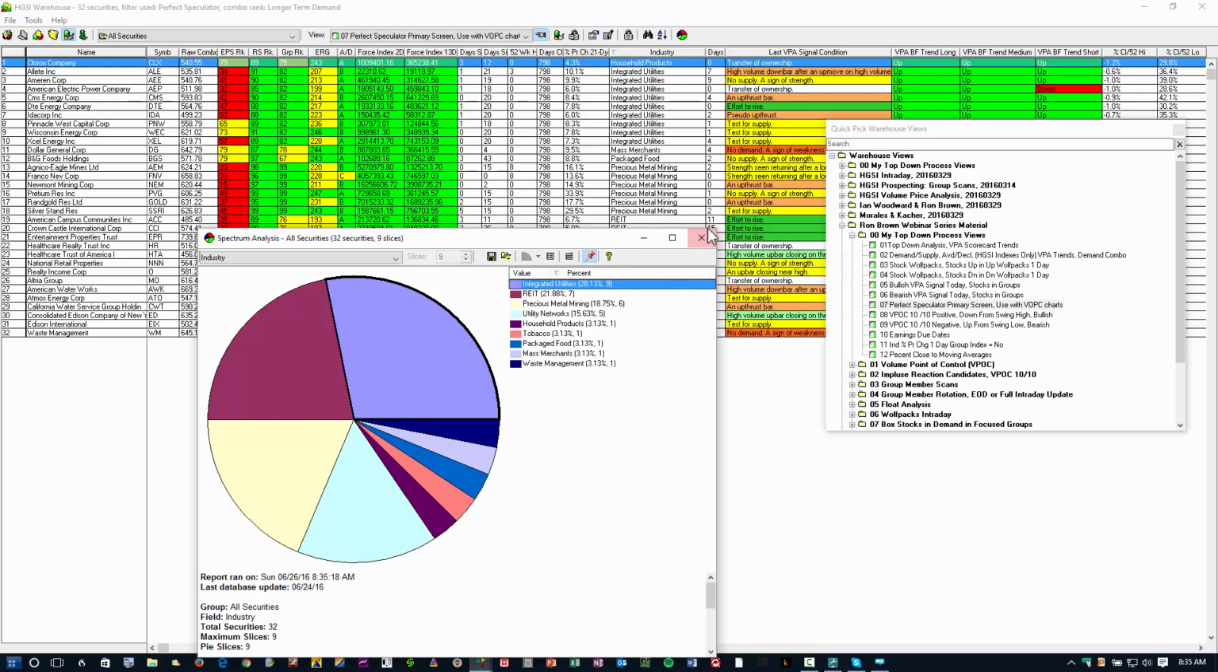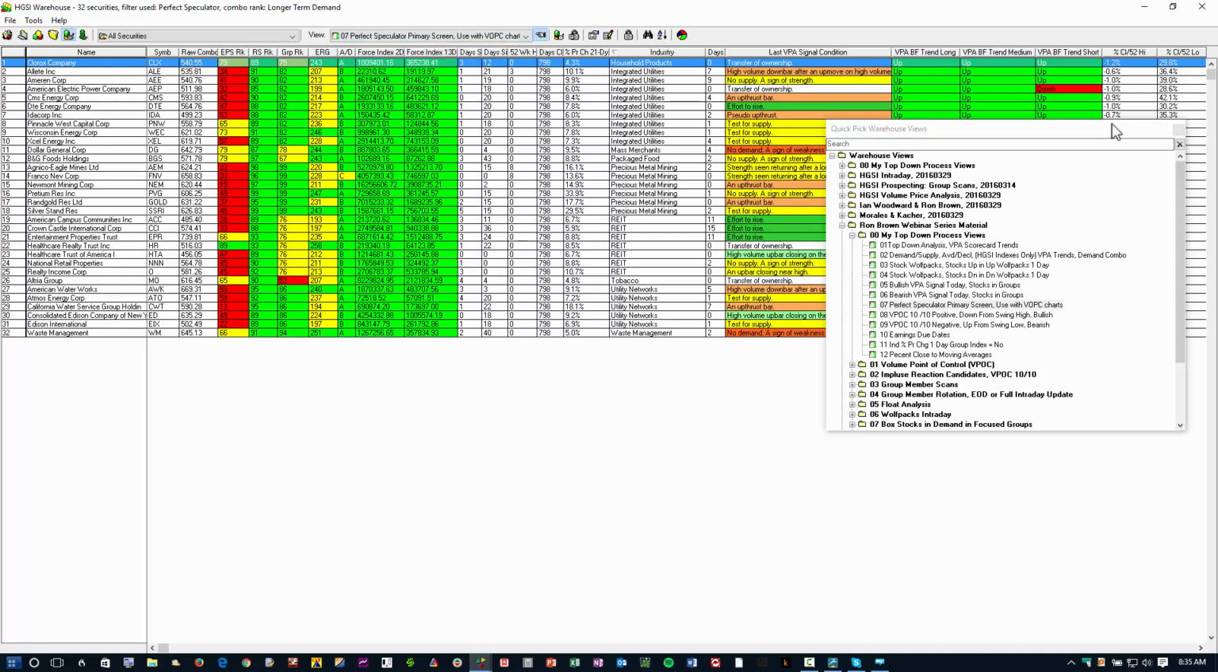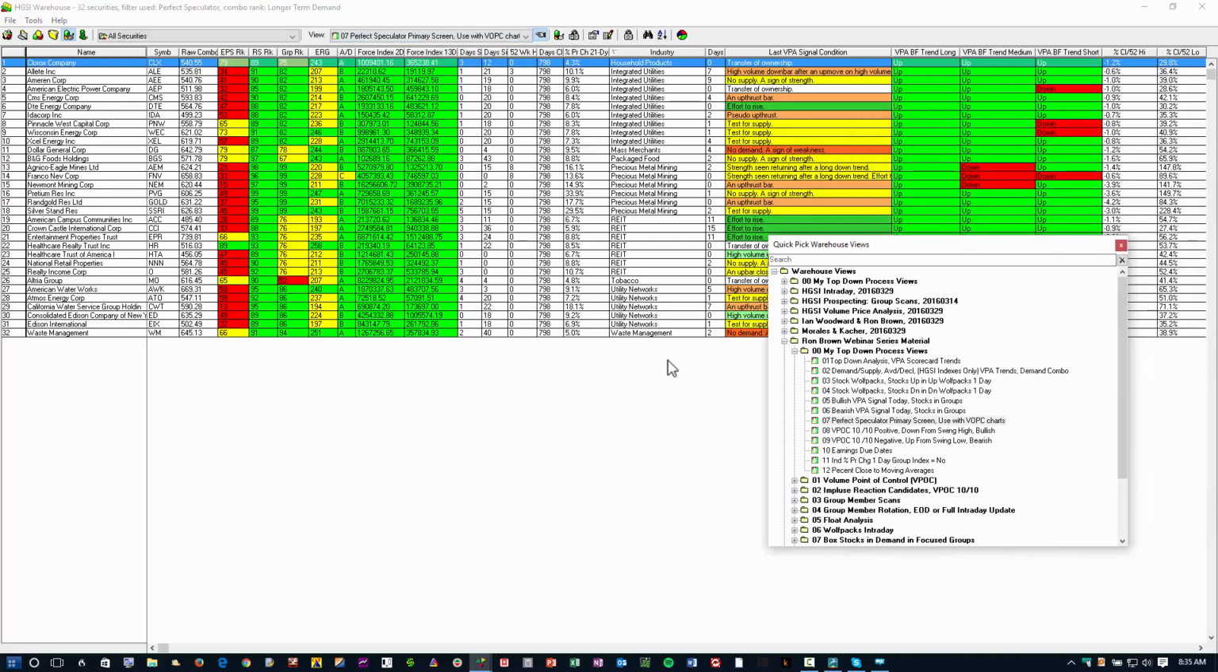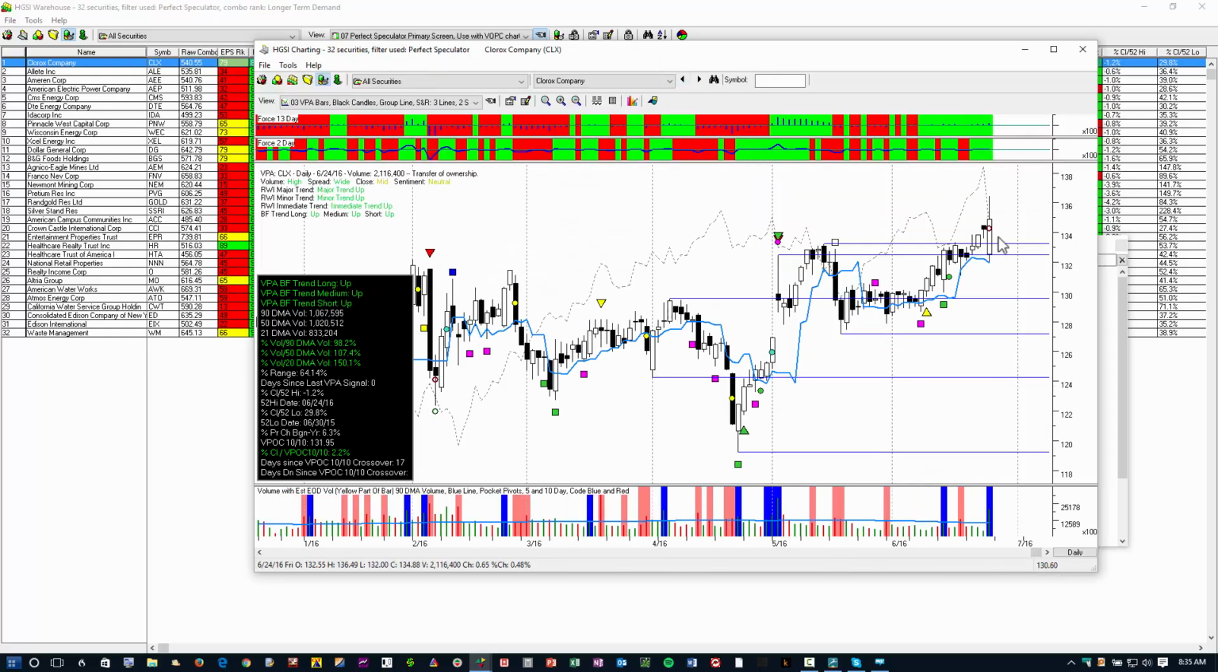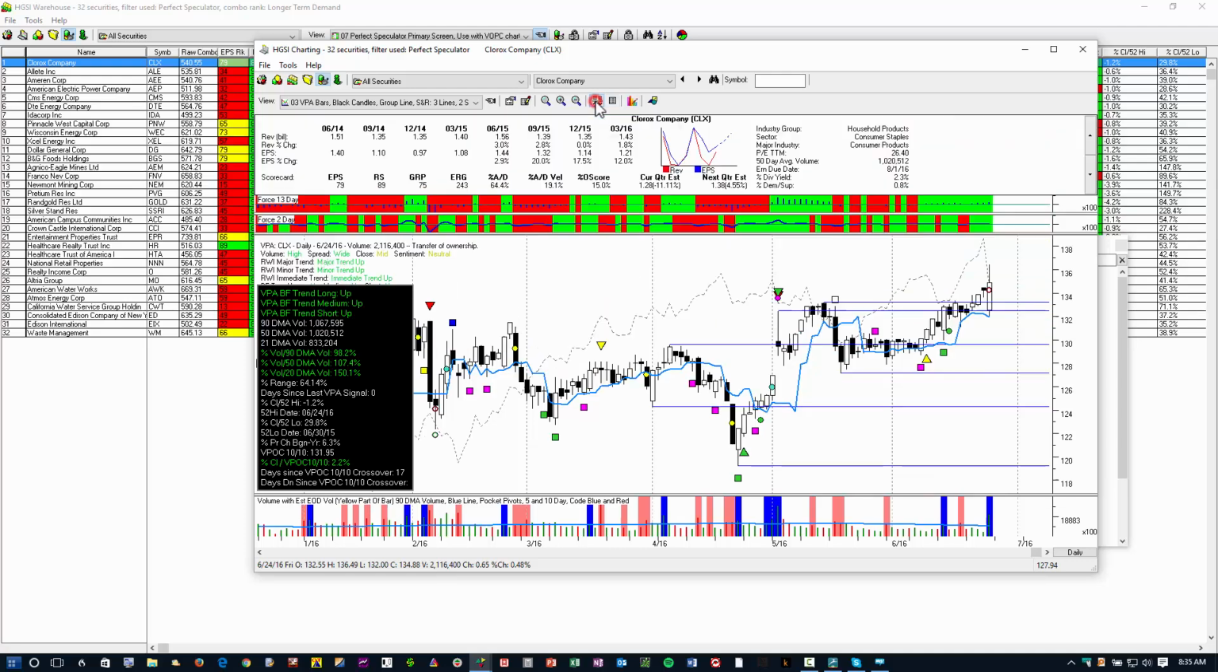and that's what the perfect speculator screen is showing. You can see that they're sorted here on industry group, and this is where money is flowing. Here's Clorox, household product. Let's take a look at it. You can see that it had a good day. Money is looking for a place to hide. Now if we look at this, actually the ERG is pretty good on this, and it's yielding 2.3%. You can see the gap down, but you can also see that buyers stepped up and jumped into this stock.